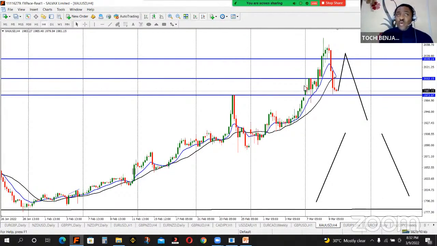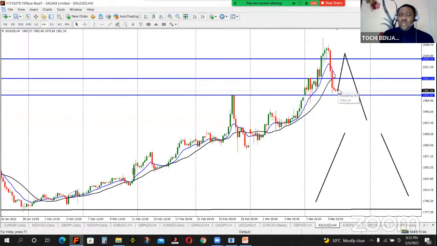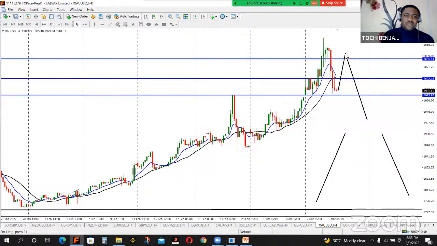Until this candlestick closes, we cannot take a decision. We'll wait until this candlestick closes. If this candlestick closes and it did not take out this low, then by tomorrow morning, they will be looking at opportunity to buy this market. And if we're buying the market, we're buying up to this point.